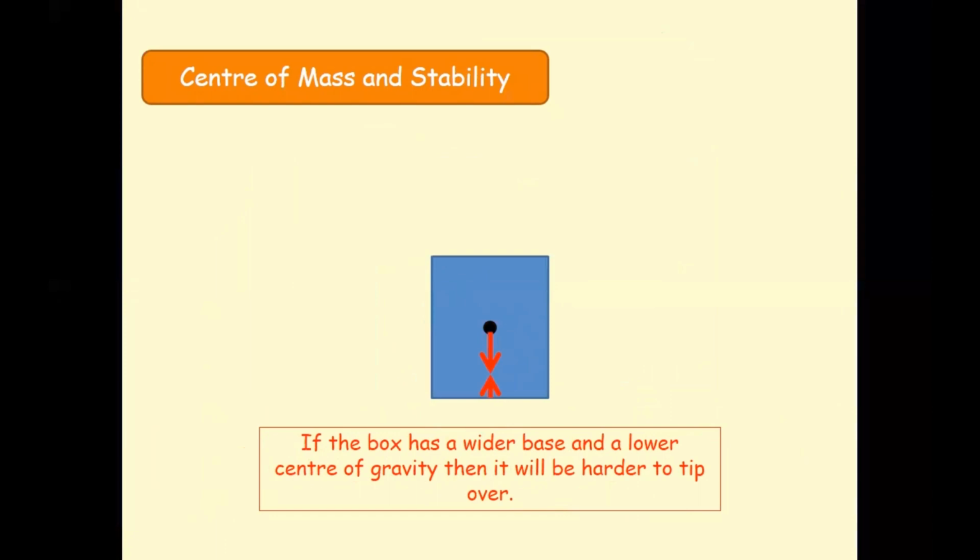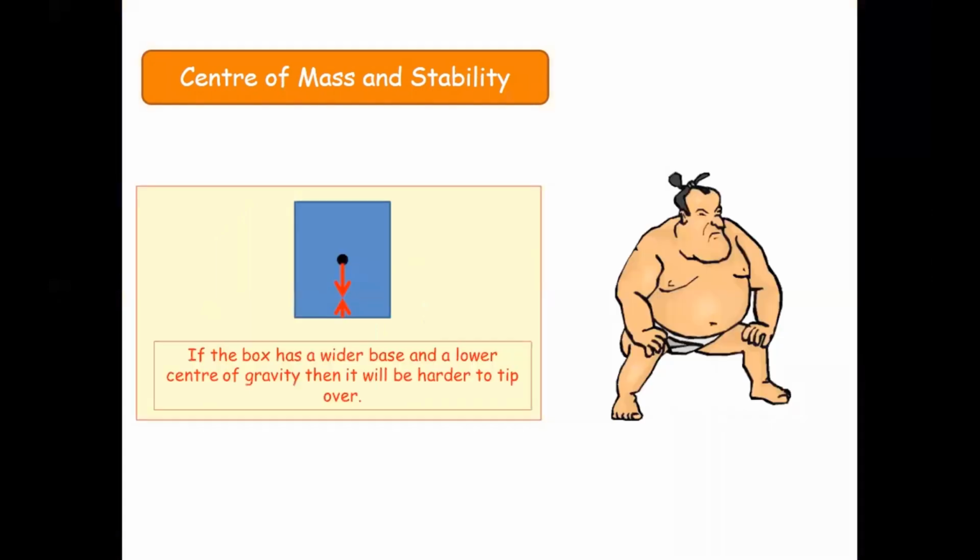Unstable equilibrium. The same way, if the box has a wider base and a lower center of gravity, it will be harder to tilt. So this is exactly called stable equilibrium. Stable equilibrium, right? Like this. Yes. If the box has a wider base and a lower center of gravity, then it will be very hard to tip over.